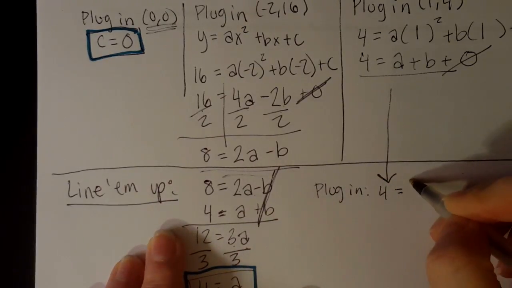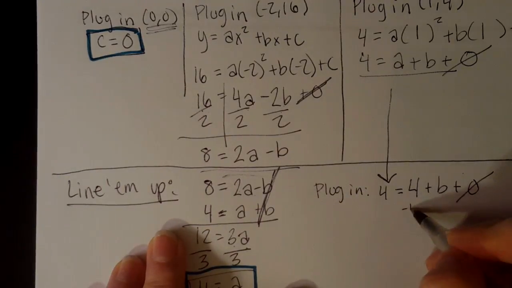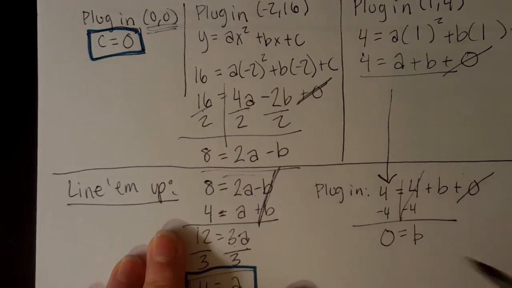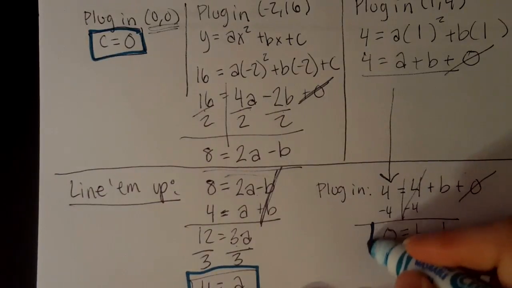4 equals A was 4, plus B, plus C was 0. So we don't really need the 0. Minus the 4 on both sides. B equals 0 as well. C is 0. B is 0.